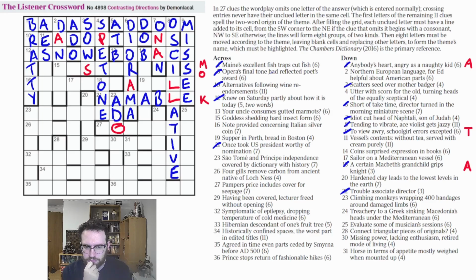Independence can be I. Covered by dictionary with history. Well, the definition has to be history, or it's not. Although, what's with doing? Or with history? Is that the definition then? ST. Storied means having history. So, ST, you've got I in there, covered by OED. OED is the Oxford English Dictionary. So what have we got? ST, OED covering I, and that means the R is not in the wordplay. Cool.